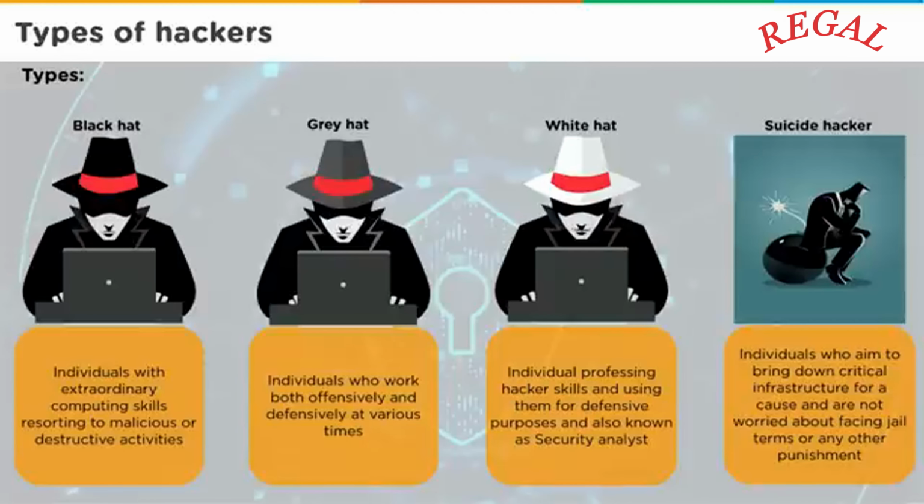Suicide hackers. Individuals who aim to bring down critical infrastructure for a cause and are not worried about facing jail terms or any other punishment. So, any people or any organization or group of people, for example, Anonymous or these kinds of organized hackers, have a political cause or a social cause that they want to promote, and they do this by hacking critical infrastructure of organizations, bringing it down, defacing their website.